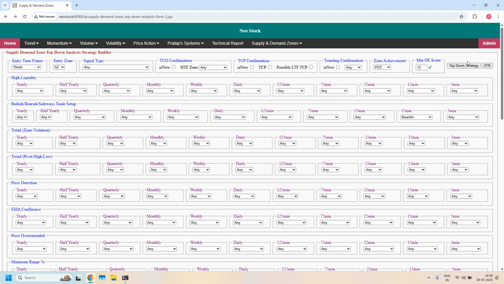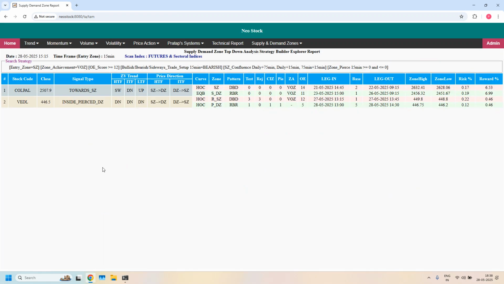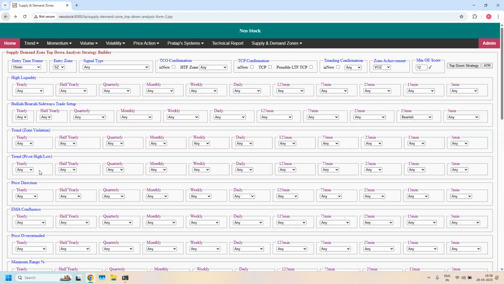With all the 3 filters, we got 2 stocks. In these 2 stocks, these 15 minute supply zones overlapped with 75 minute supply zone. Both together again overlapped with daily supply zone. And daily trend is down in only 1 stock. Let's verify if this daily supply zone having daily EMA confluence.